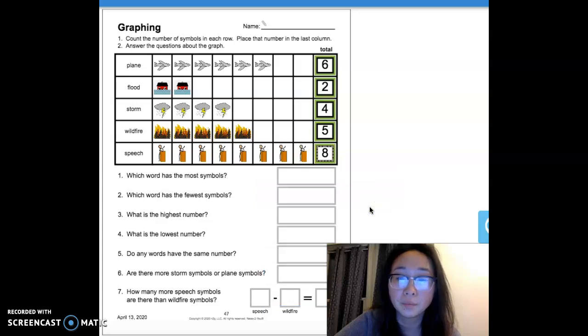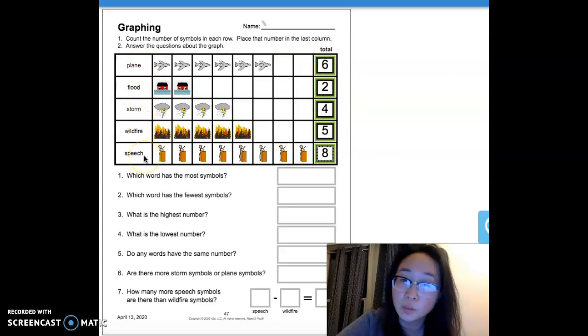Okay, so now we have our graph answered. For plain we have 6. Flood we have 2. Storm we have 4. Wildfire we have 5. And speech we have 8. Number 1 says, which word has the most symbols? So let's look at all these words. Which one has the most? Plain, flood, storm, wildfire, or speech?